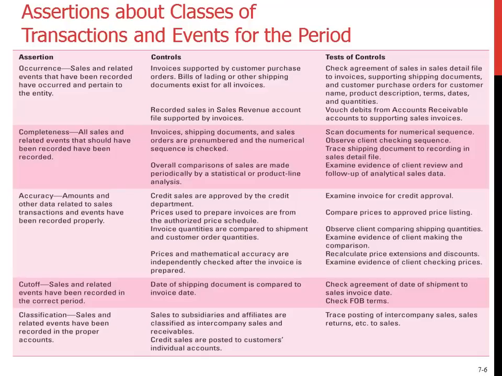Cutoff, again, relates to ensuring that the items are recorded in the correct period, so sales are recorded in the correct period. So you look at the date on the shipping document and compare that to the invoice date, for example. Classification, ensuring that sales are recorded in the right account. So in other words, sales to customers should be recorded in sales. Other sales would reflect sales made to non-customers, right? So you want to make sure that sales are reflected in the correct account, or expenses are reflected in the appropriate account.